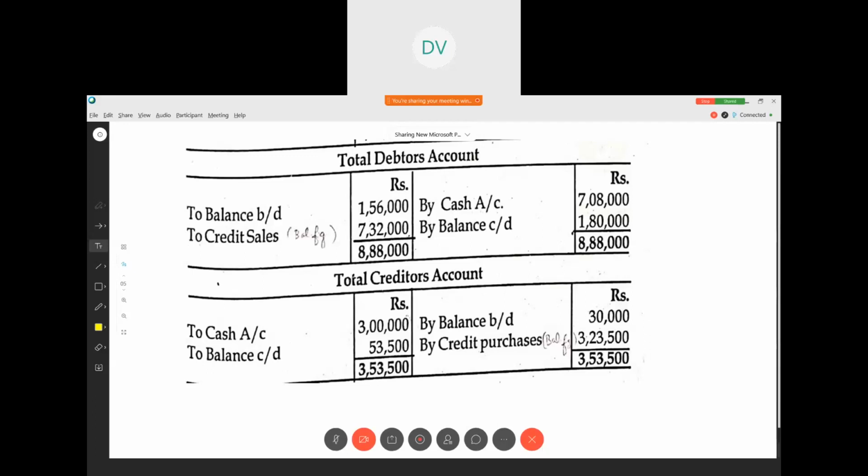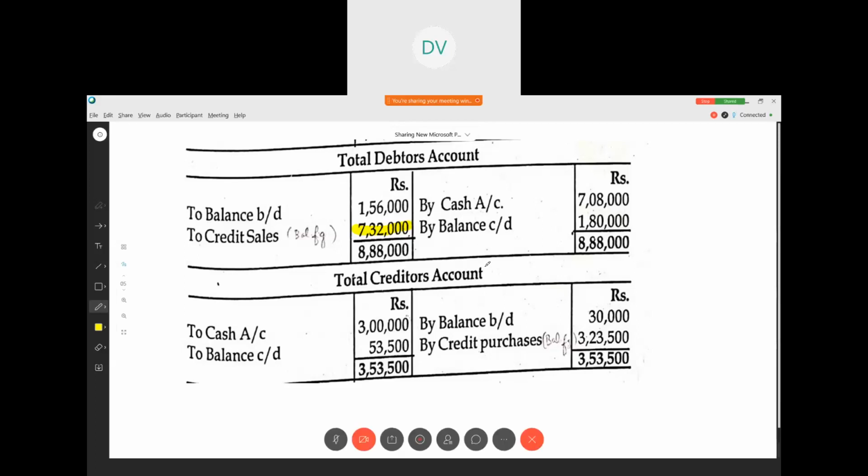And this is required for us where? We are preparing the trading account. So total sales means cash sales plus credit sales. In this problem, cash sales is not given. So credit sales itself we have to write, 7,32,000. Whatever figure is there, this one will be written on which side? Credit side of the trading account.